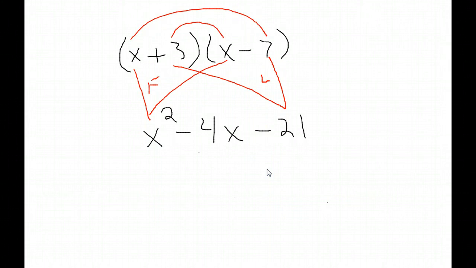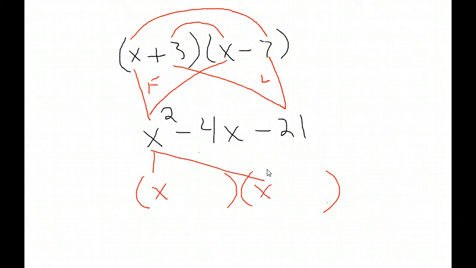So if I were going to go backwards and say what two binomials did that come from, I would do the same type of thing. I know that this has to be x and x, and then I look at the last terms and they have to multiply to give me 21. Well, my choices are 1 and 21 or 3 and 7. Now, one of them has to be positive and one has to be negative because that's the only way I can get a negative product.